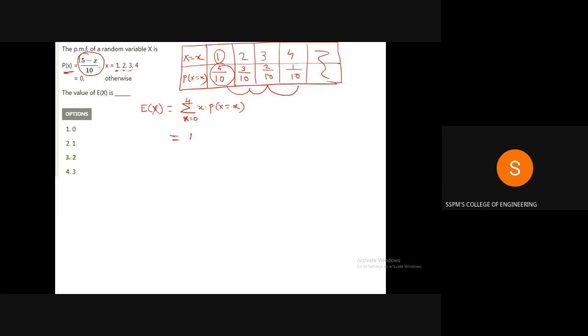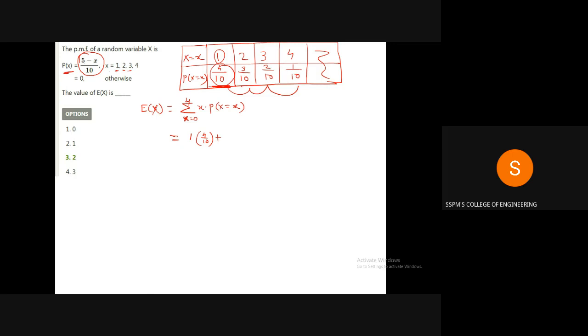So you have 1 into 4 by 10, plus, this is the first product. Then we take the next product, that is 2 into 3 by 10, plus 3 into 2 by 10, plus 4 into 1 by 10. So their addition will be: 1 into 4 by 10 is 4 by 10, plus 2 into 3 by 10 is 6 divided by 10, plus 3 into 2 by 10 is 6 divided by 10, plus 4 into 1 by 10 is 4 divided by 10.